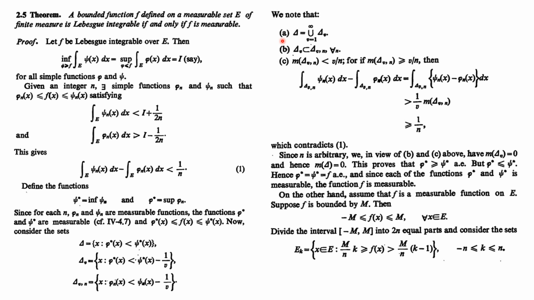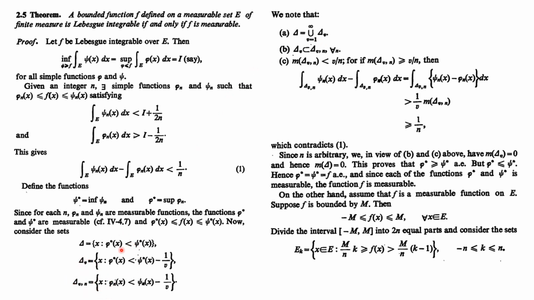Now these are some observations. A part: clearly, when you take the union of these delta nu's, we get delta. So when nu is very large, this is nothing but all those x belonging to E where phi star is strictly less than psi star. So delta is the union of delta nu.